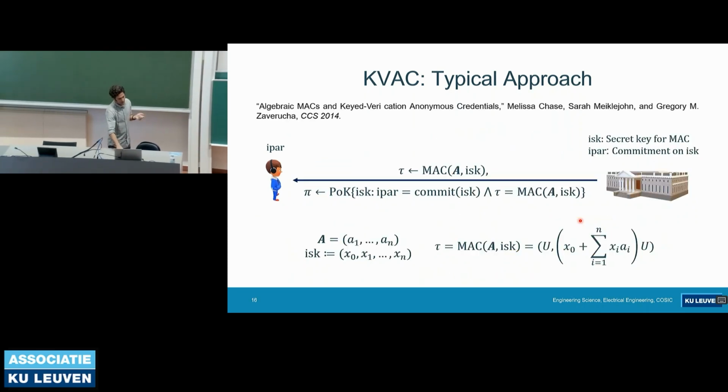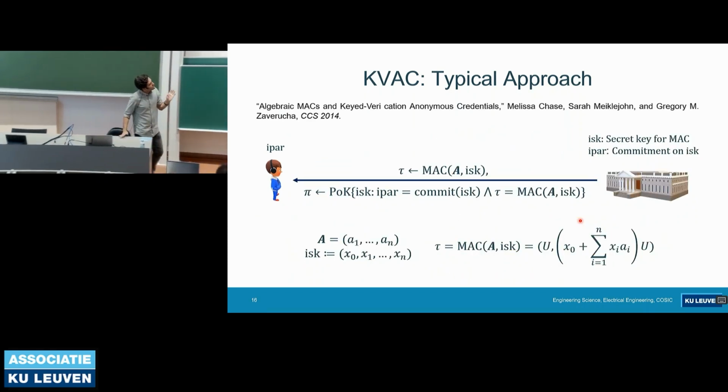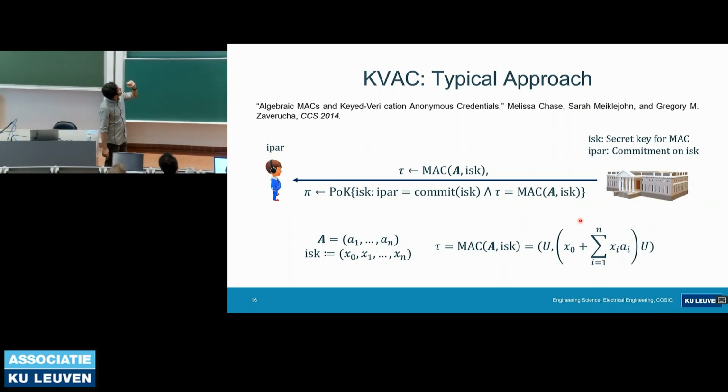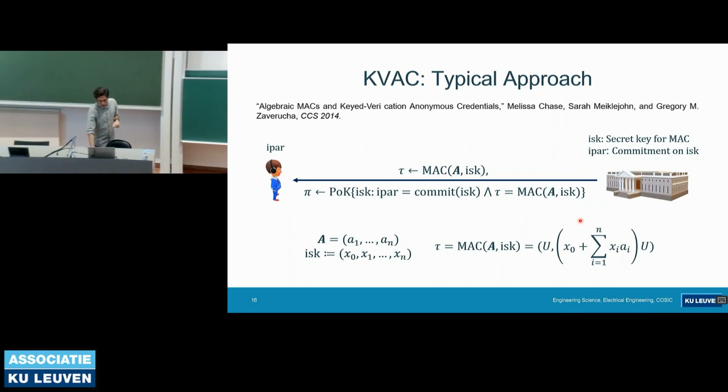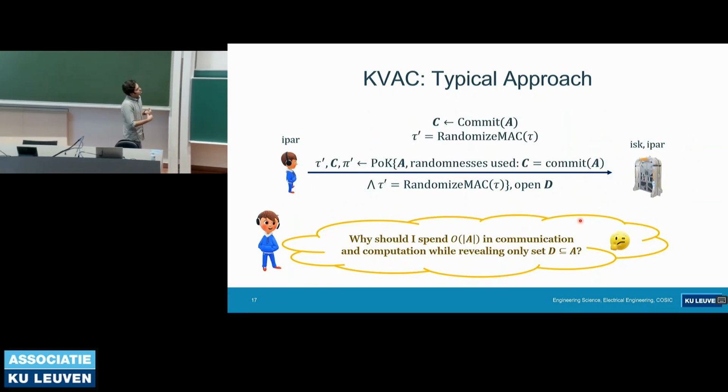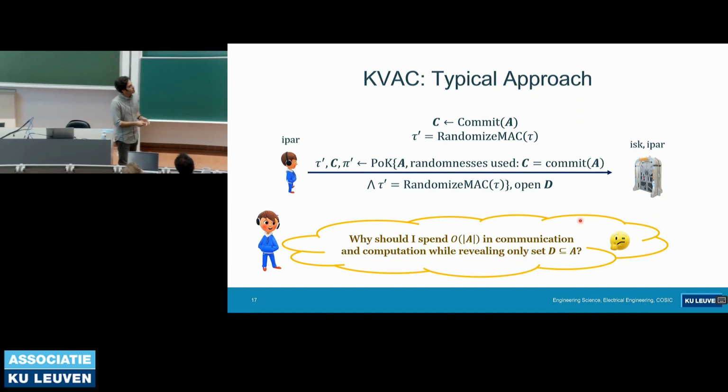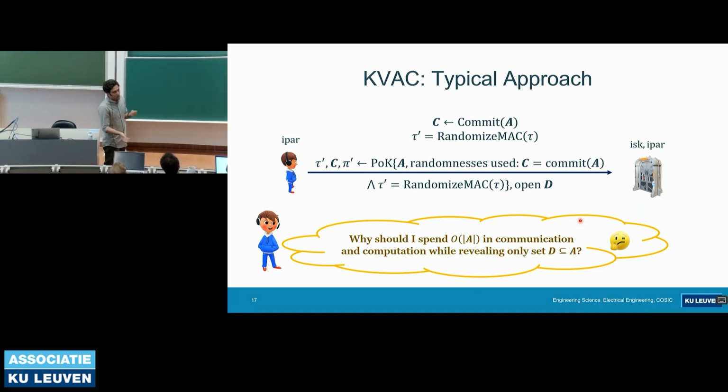So I forgot to mention, this was first mentioned in this paper, "Algebraic MAC and Keyed-Verification Anonymous Credentials" by Melissa Chase et al. In the showing phase, what you need to do is first commit to the attributes that you have, and then randomize the MAC that you have, because as you saw, this MAC, for example MAC GGM, is randomizable.